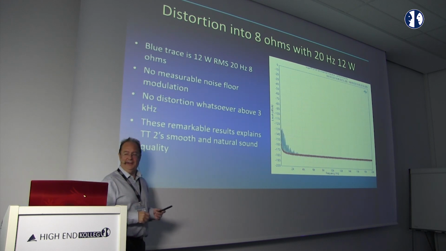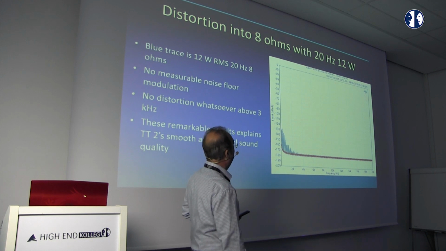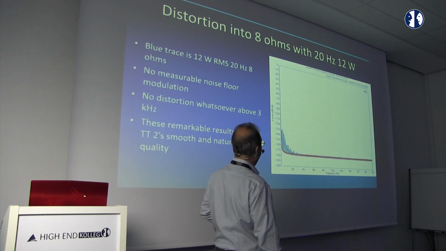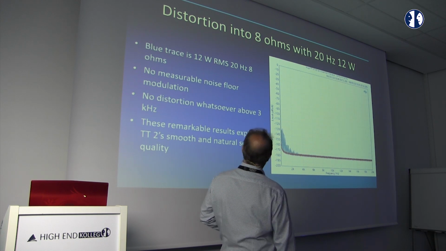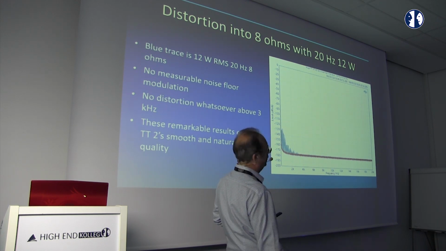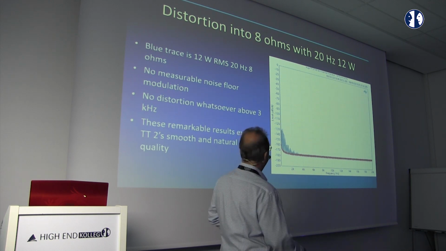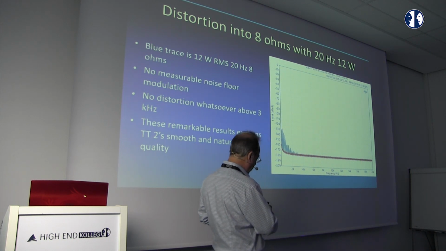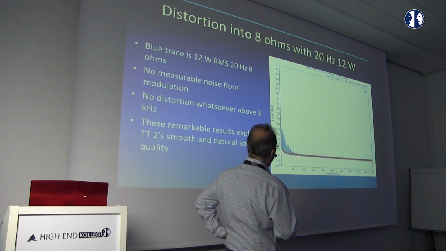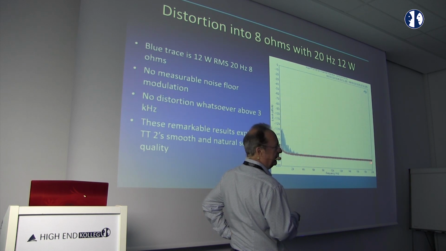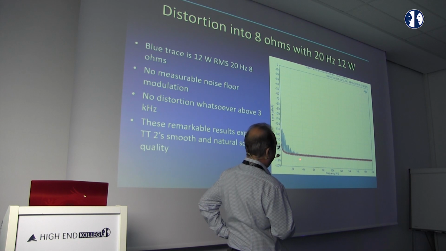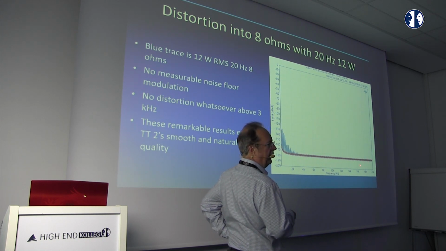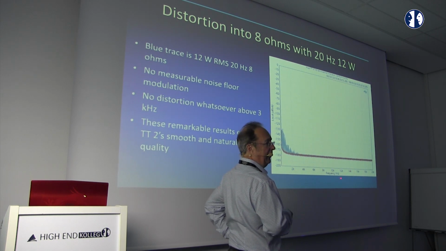Now this was a test I actually did on Wednesday, and it's something I don't normally do, but I thought it was so cool that I ought to publish it. This is 8 ohms, 20 hertz, 12 watts using the balanced outputs. The distortion level was, I think, 0.002%. But what you can see, and what's interesting about this, is that above 3 kilohertz, there is absolutely nothing. No distortion components, no anharmonic components, no noise floor modulation, nothing. That is an extremely unusual result for a power amplifier, let alone a DAC.